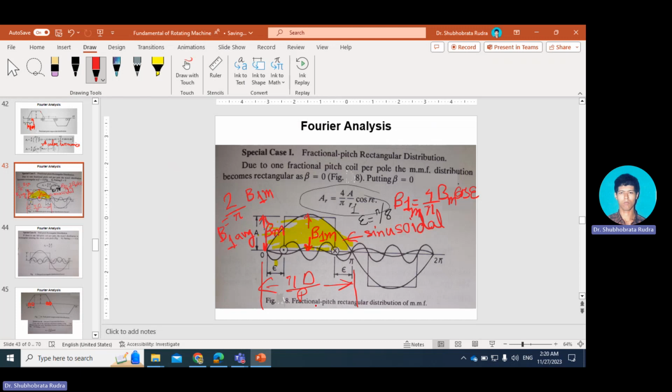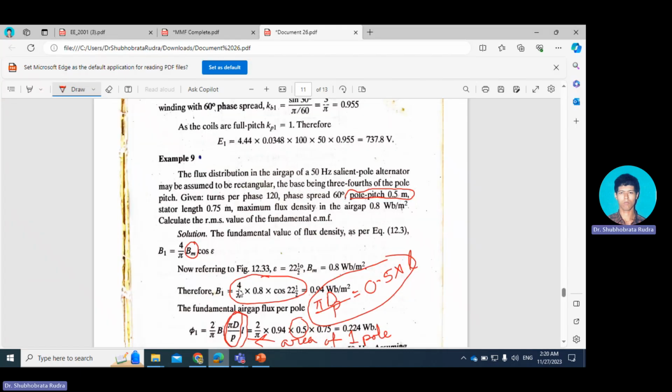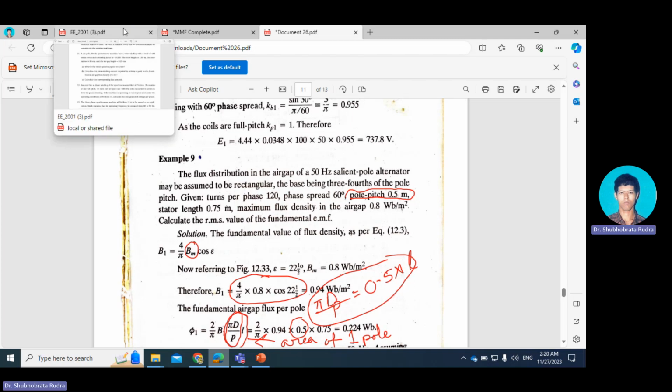And when you multiply this pi D by P into L, that gives you the area. And now you already have our B1 average. So when you multiply them all together, they give you the total flux per pole, right? So I hope now with this explanation, the formula should be clearly understandable to you. If you further have any doubt, you can ask me about the same, right?